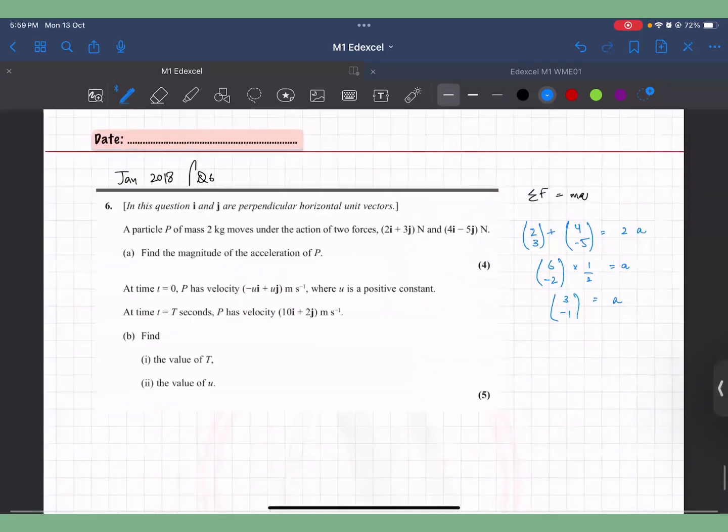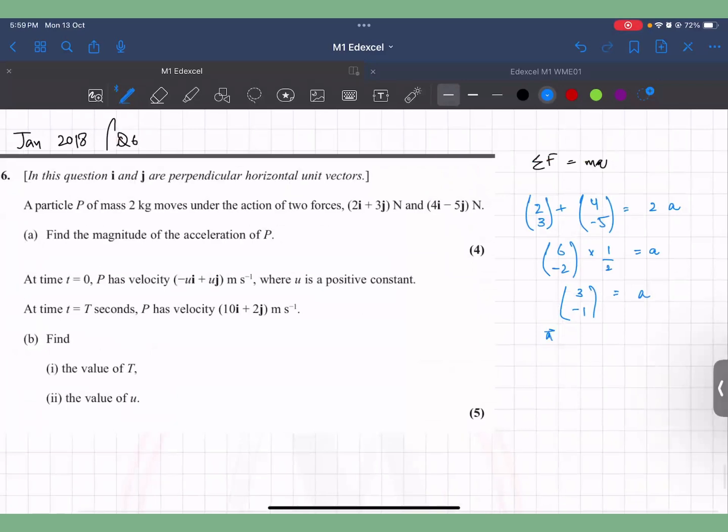And they're asking you to find the magnitude. So the acceleration magnitude is square root of 3 squared plus 1 squared, which will be equal to 9 plus 1, 10. Square root 10 meters per second squared.